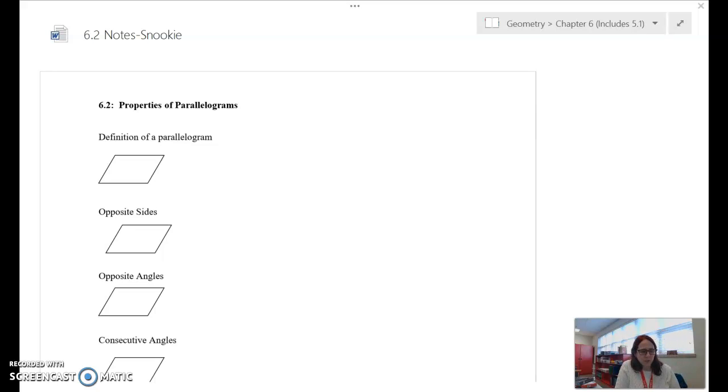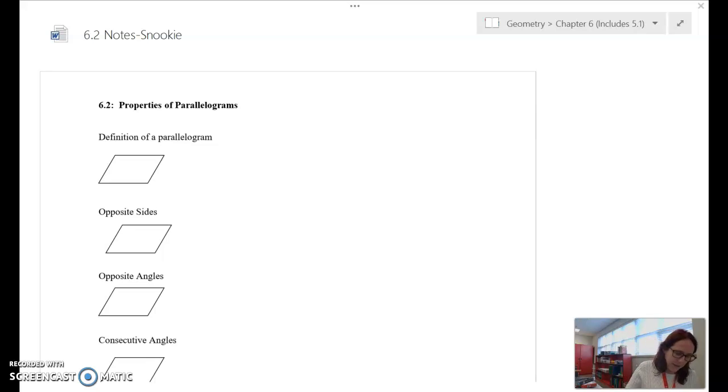Everybody, this is Mrs. Snook with section 6.2, which is properties of parallelograms. And our objective today is to use relationships in parallelograms between their sides, their angles, and their diagonals.